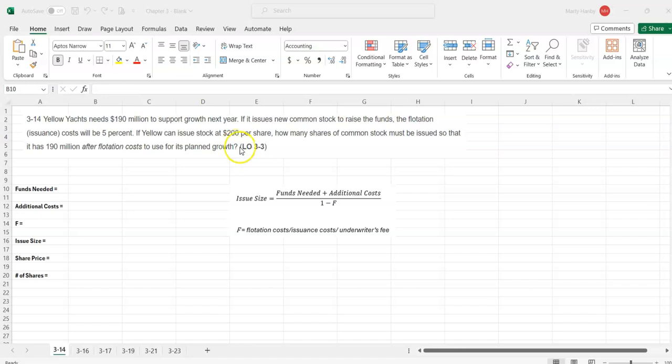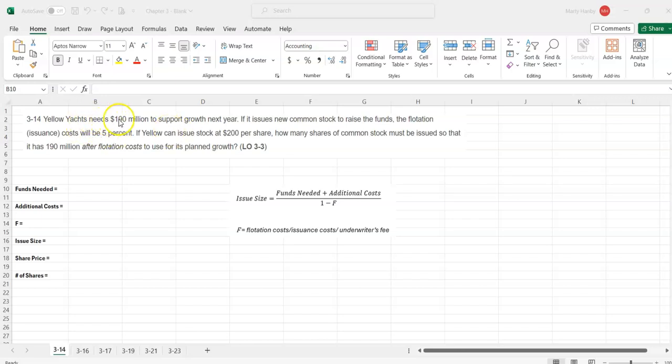So the most important thing to know about these questions is the flotation cost, issuance cost, underwriter's fee, however it's presented in the question, and it's paid on the entire amount of the issue. Multiplying the percentage by the amount needed simply will not work. You will understate the amount needed and answer the question incorrectly.